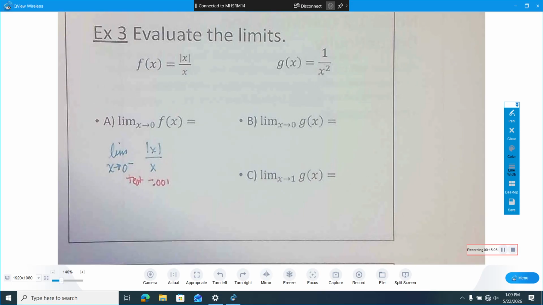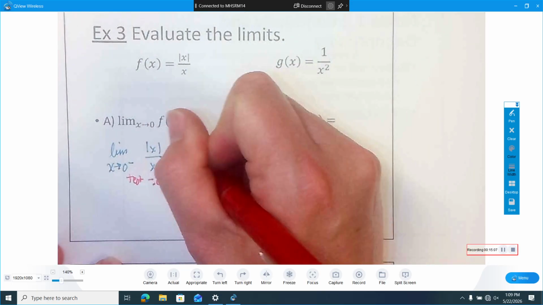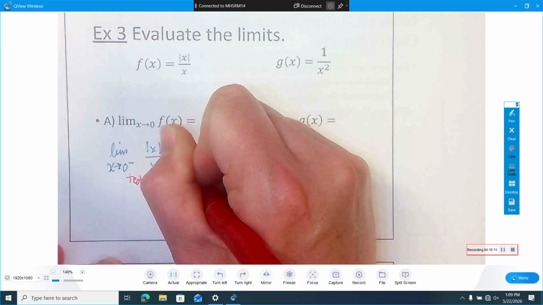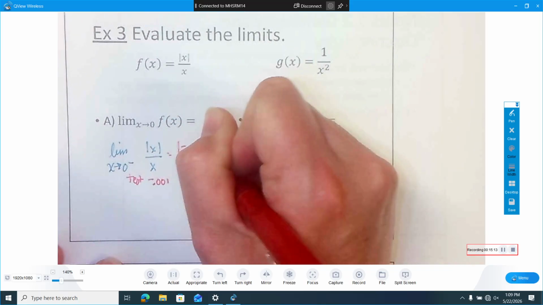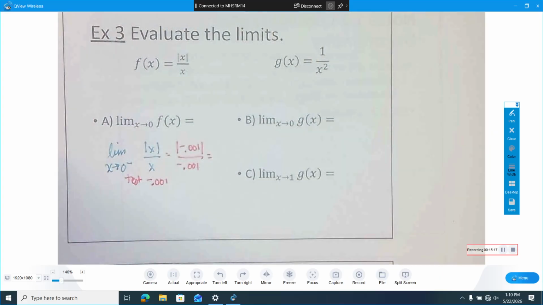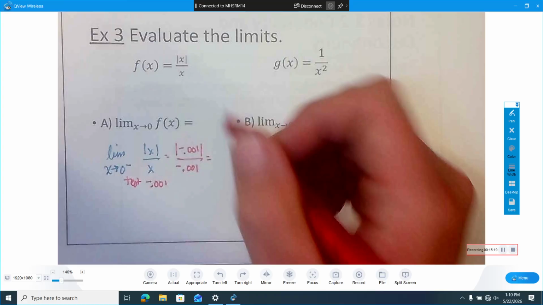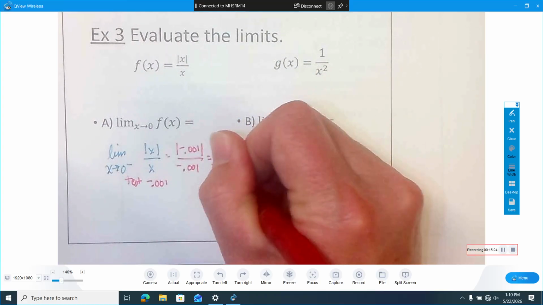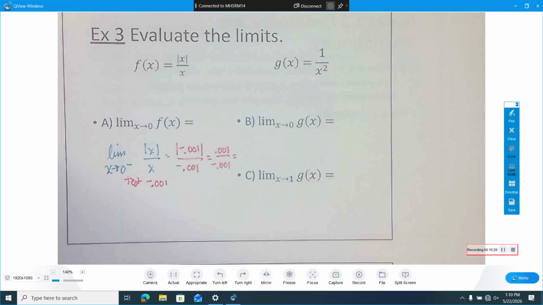So we can think about this kind of numerically. So I'm going to see what happens when I plug in negative 0.001 over negative 0.001. And what's the absolute value of negative 0.001? 0.001. And the bottom is negative 0.001. And what does that simplify to? Negative 1. Okay. Well, that's kind of interesting.